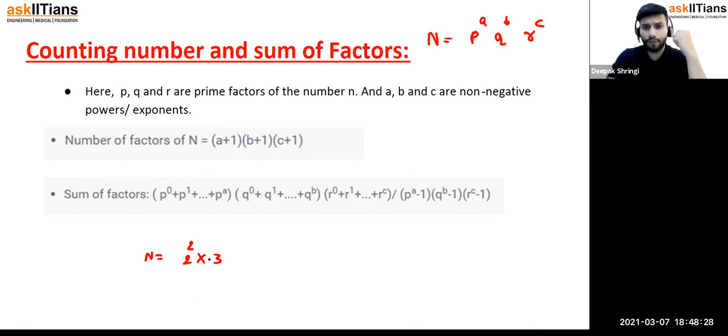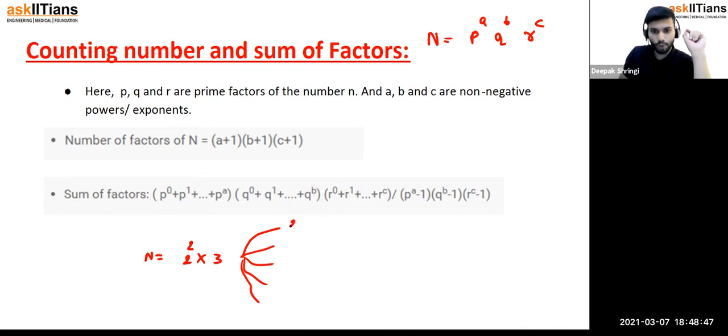For 2, you have power 2. For 3, you have power 1. Now, how can you get the factors? First of all, please start to understand that. You have 2 power 2 and you have 3 power 1.